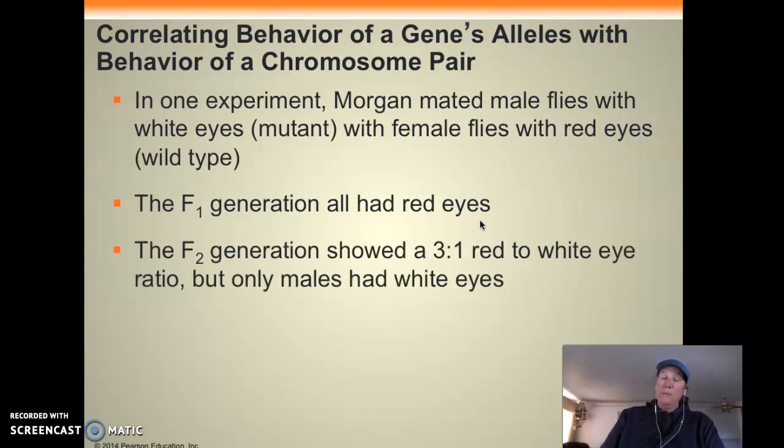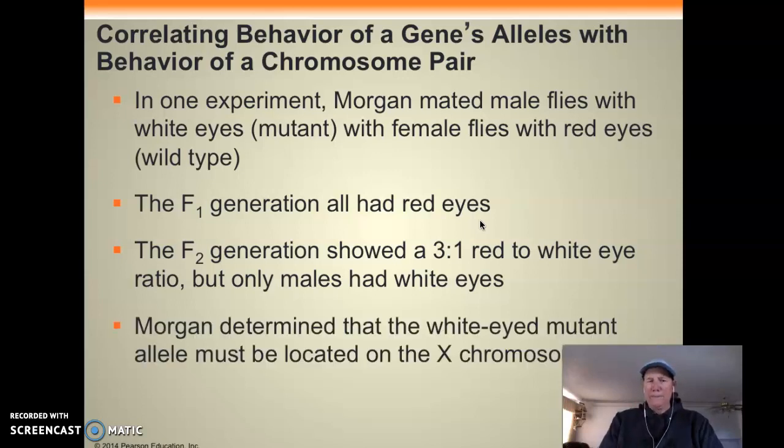Okay, but then when he bred two of the babies, and so the grandkids, the F2, the second filial generation, he had a 3-to-1 ratio. Again, just like Mendel, red to white. Okay, but what he also found were in fruit flies, only the males had white eyes. Okay, no females. The females all had red eyes. So he's like, okay, let me see what's going on here. Okay, he determined what Morgan's biggest contribution really is: he determined that there's characteristics on the sex chromosomes.